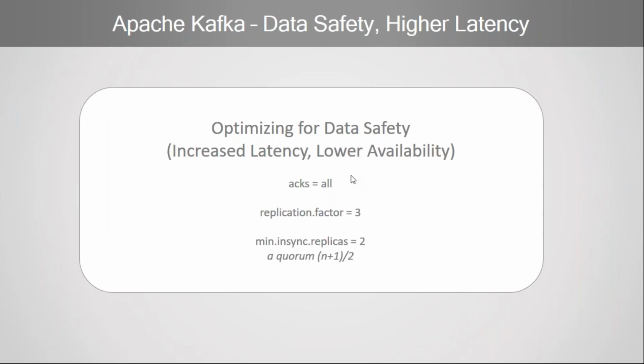Now let's look at another extreme where we are going to go for data safety, but we're going to have increased latency and lower availability. So acks will be all, replication factor of 3, and min in sync replicas equals 2. This basically means that if the ISR shrinks to 1, meaning the leader is the only replica that is up to date because it's the leader, then it will refuse to accept messages until the ISR is larger. But we'll have a look at a concrete example.